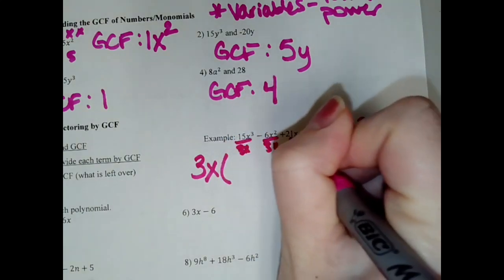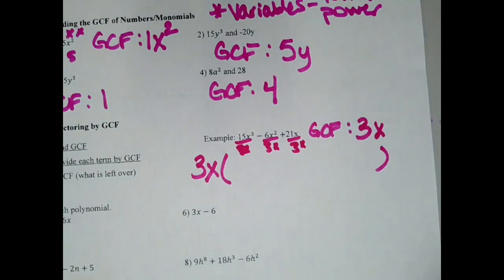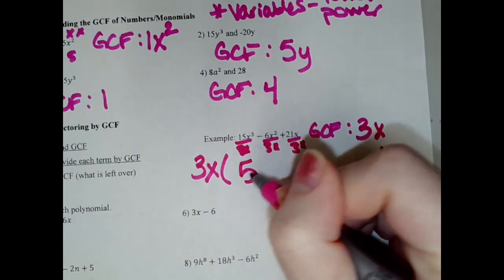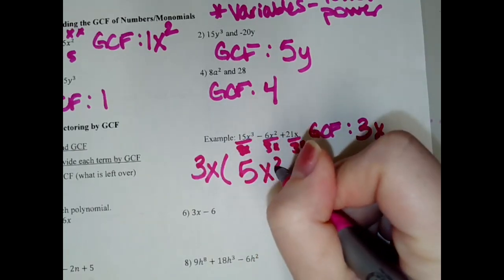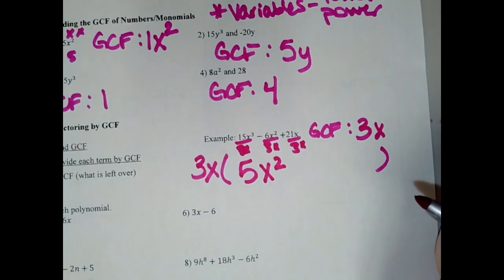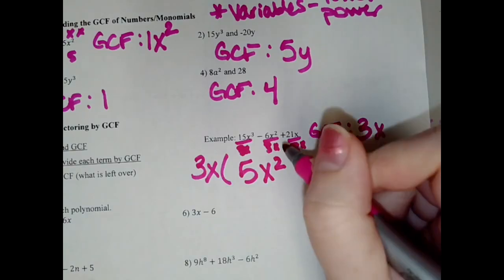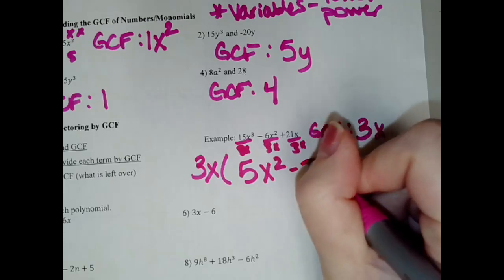So dividing each term by 3x. So 15 divided by 3 is 5. x cubed divided by x is x squared. That's your properties of exponents. When you divide, you subtract. Negative 6 divided by 3 is negative 2.